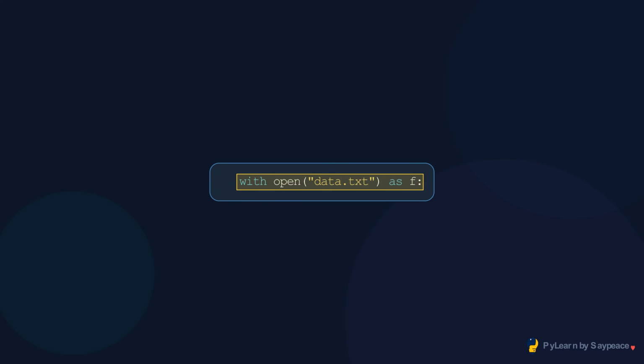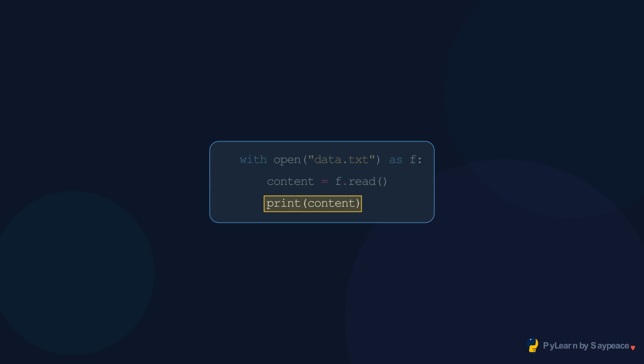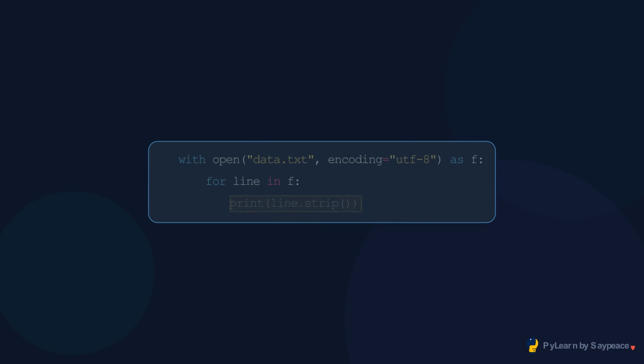With open creates a file object. The file is automatically closed when the with block ends. Read loads the entire file as one string. Print the file contents. Iterate directly over the file object, one line per iteration. Memory efficient for large files.